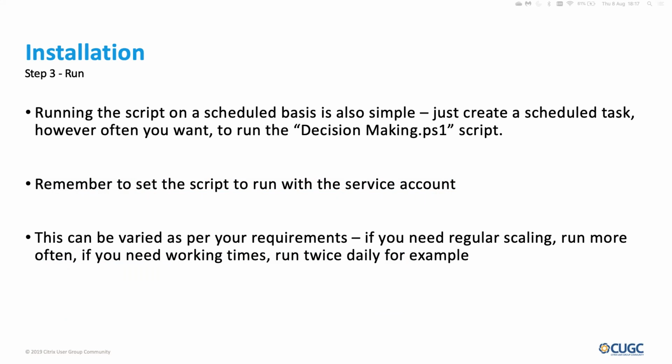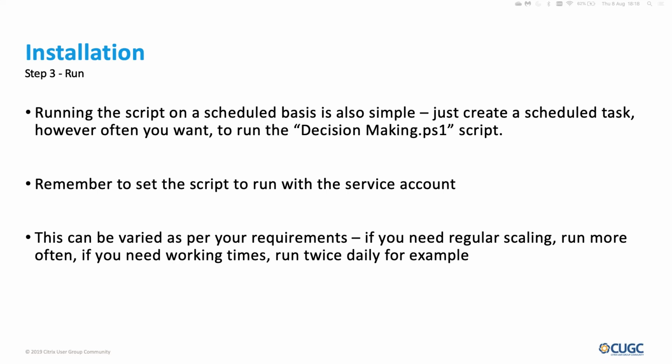Let's say, for example, you want to run this on a scheduled basis, so it happens regularly. It's not going to be much use manually running the script at 6 o'clock in the morning and 6 o'clock at night. Nobody wants to do that. Running it on a scheduled basis is very, very simple. You just need to create a scheduled task, however often you want. If you want this to take place hourly, every 2 hours, once a day, or twice a day, it's completely up to you. All you need to do is create a scheduled task to run with that service account you created that runs the decision-making.ps1 script.